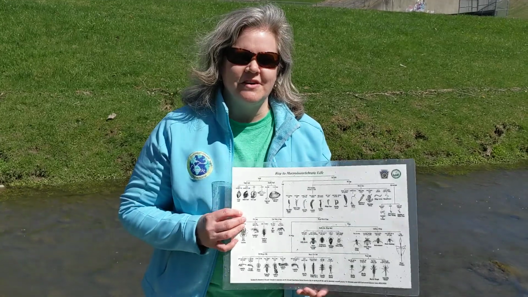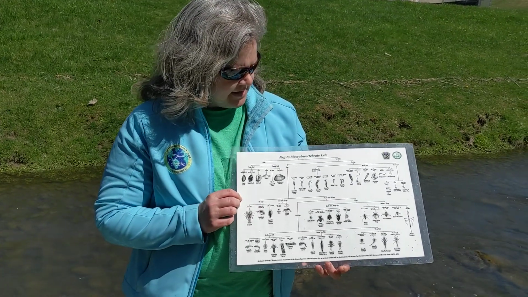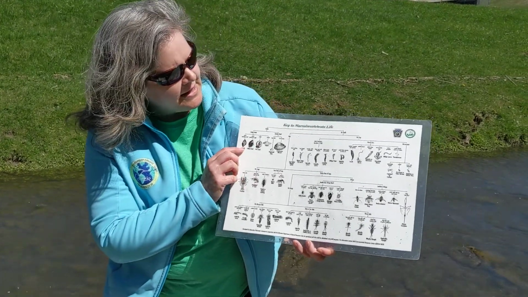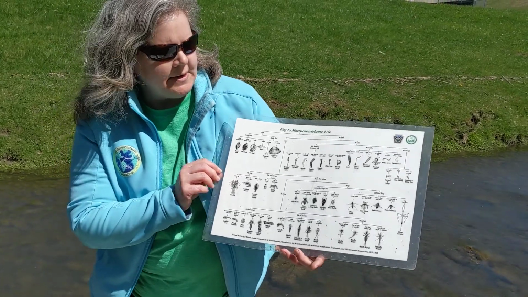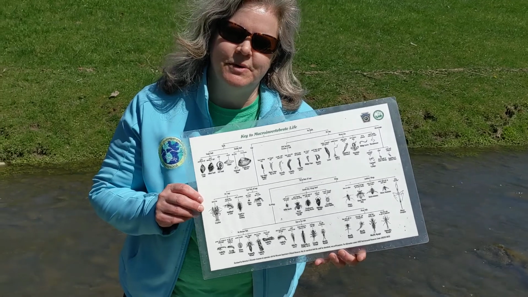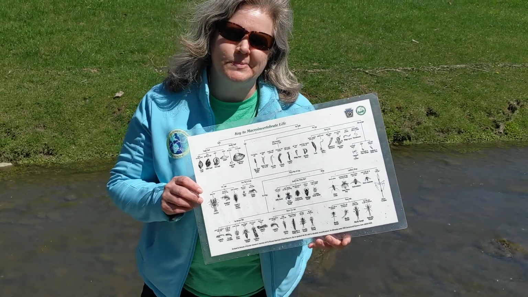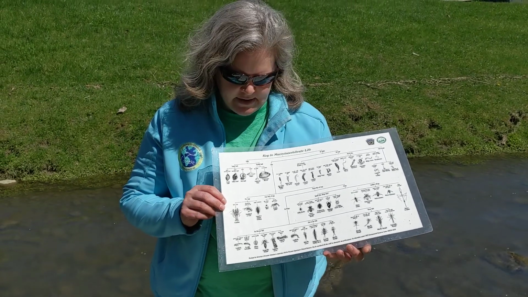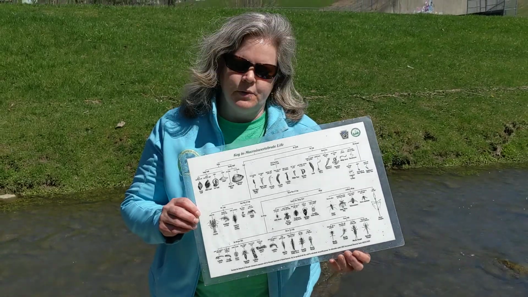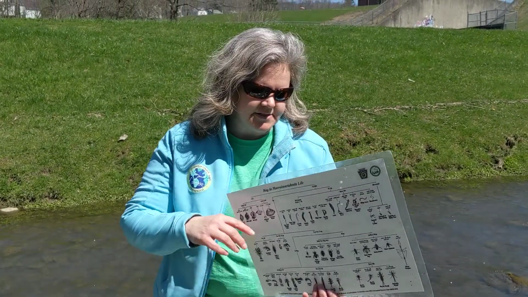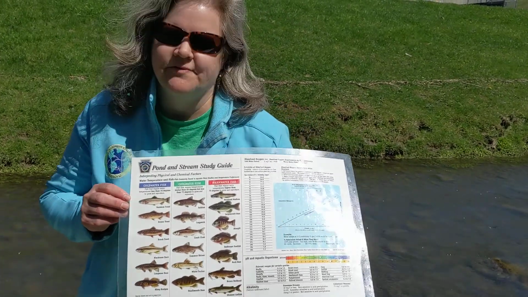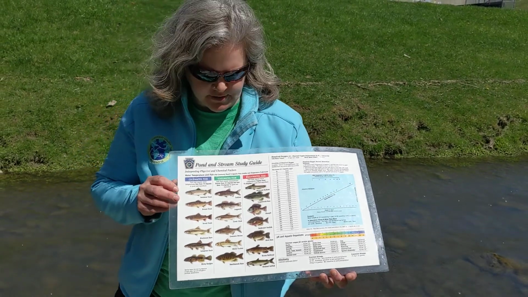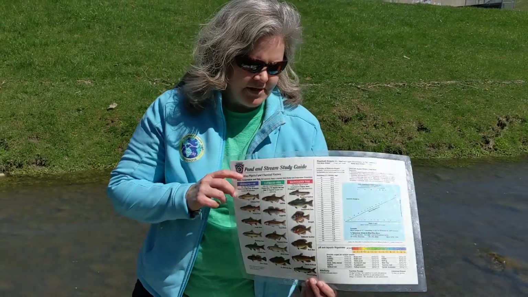One of the things that we use all the time with Creek Connections is this Key to Macroinvertebrate Life that is put out by the Fish and Boat Commission. You can go on the Pennsylvania Fish and Boat Commission's webpage. I think it's under publications, and you can print one out yourself. We have a lot here at Creek Connections as well, if you ever need to borrow any. On the back are some very common fish and some other water chemistry information that we use a lot when we're out with schools.